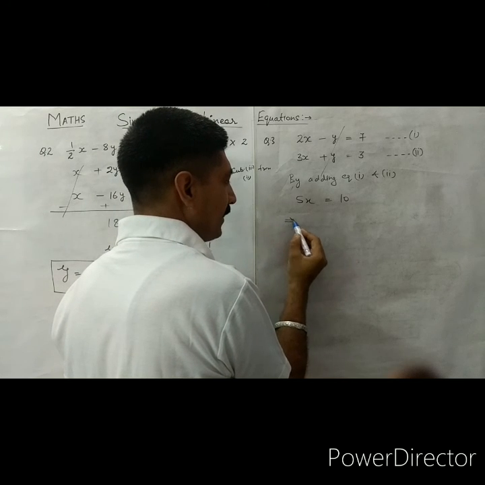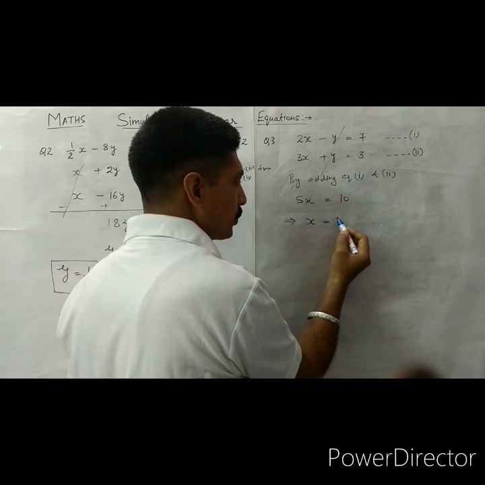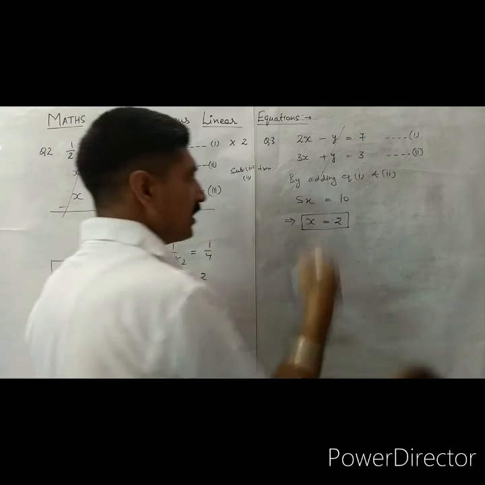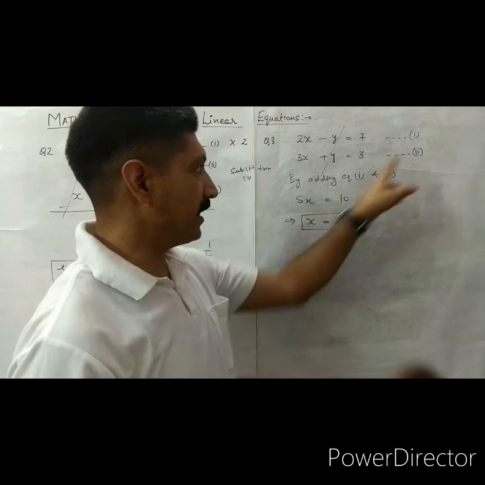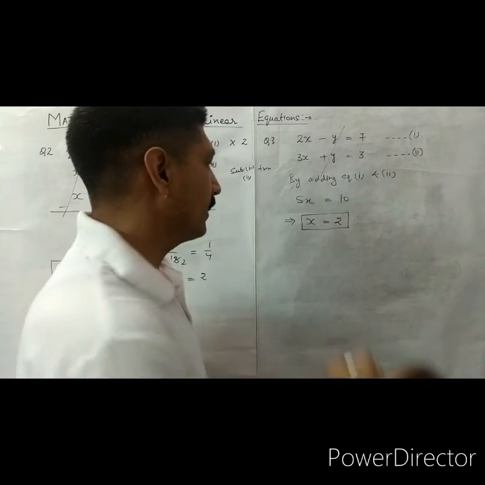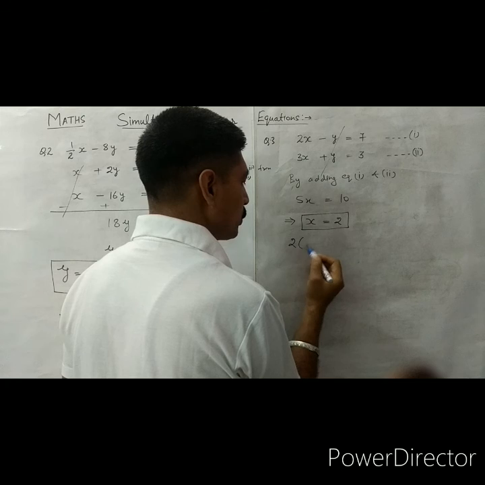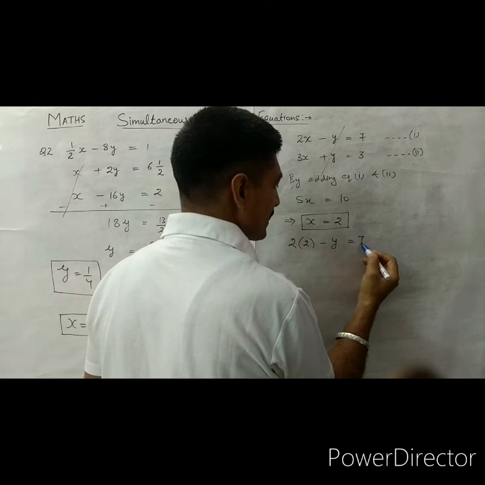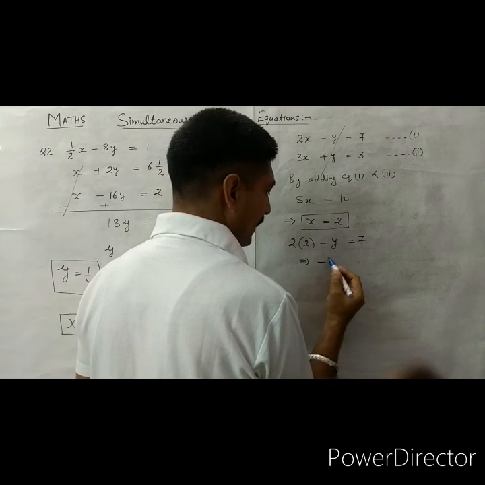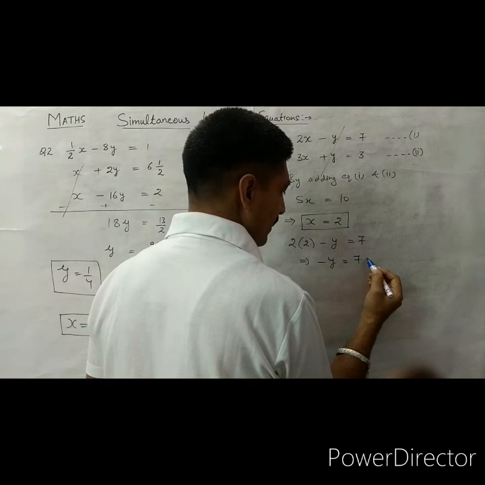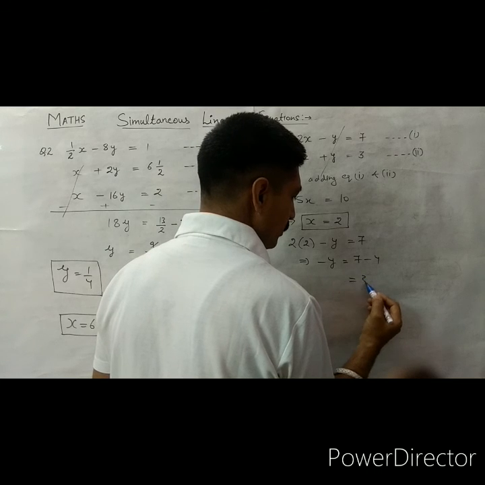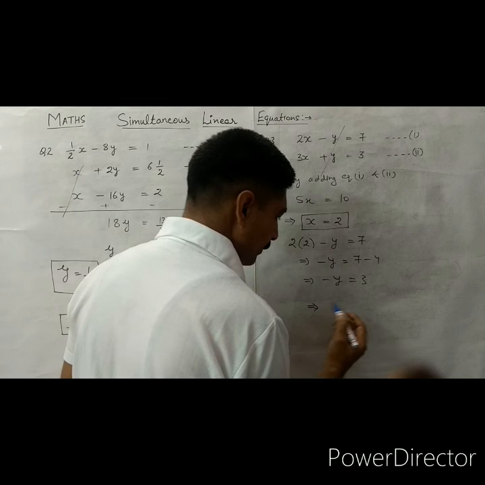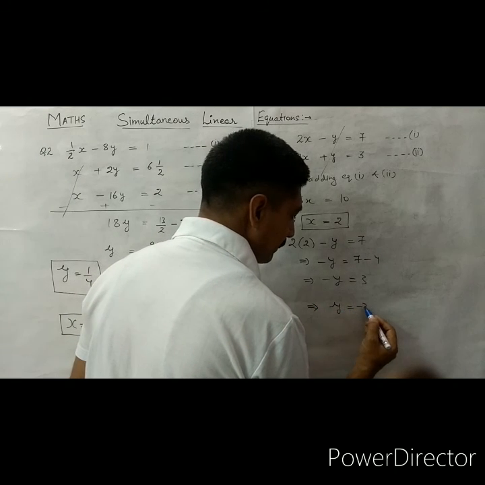So this implies that x is equal to 2. Now substituting the value of x in any of the equations, we get 2 into 2 minus y is equal to 7. This implies that minus y is equal to 7 minus 4 is equal to 3. So this further implies that y is equal to minus 3.